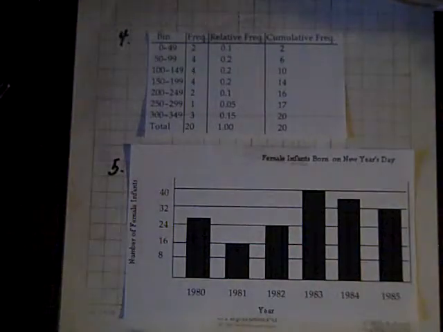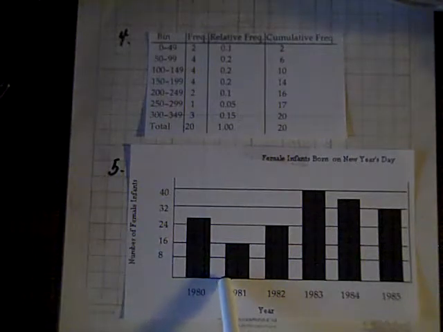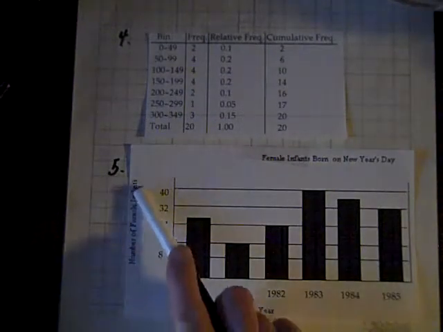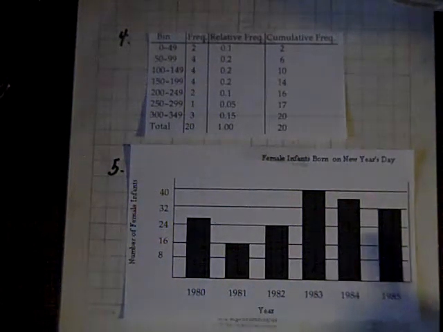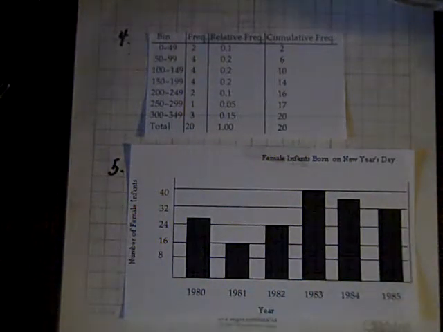And when you make a bar graph, you're going to have a separation of bars, as opposed to a histogram where bars will be side by side. But in a bar graph, you're going to have a separation of bars. And here we have the number of female infants born, and these are the corresponding years. So now let's go on to 6.